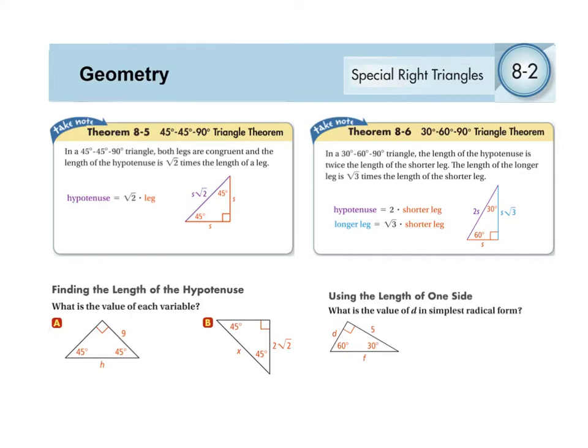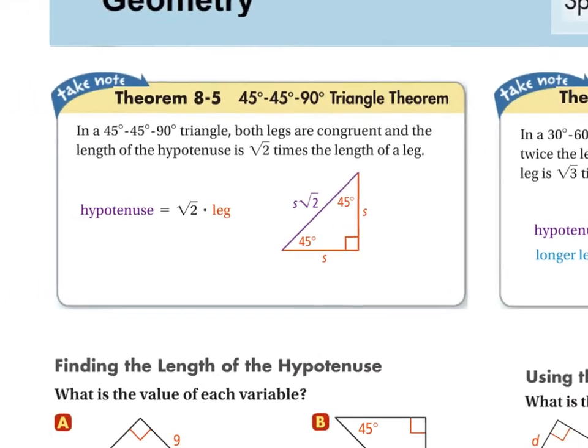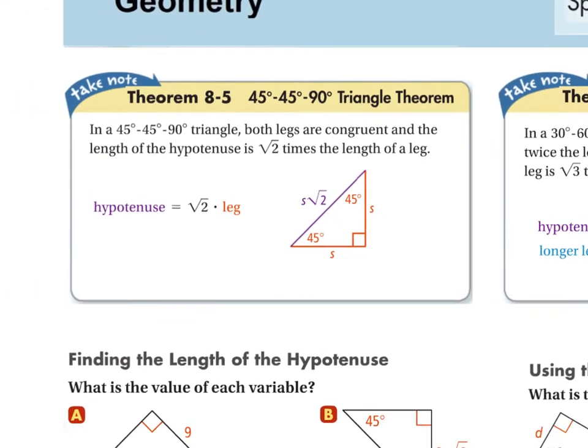All right, so section 8.2 is a lot shorter than the last one, but it's actually broken up into 2 different days because I'm going to teach these two separately. So these are all about the 2 types of special right triangles. And the one we're talking about in this day 1 video is the 45-45-90 triangle. So what I mean by 45-45-90 is that it is a right triangle with 2 45-degree angles.